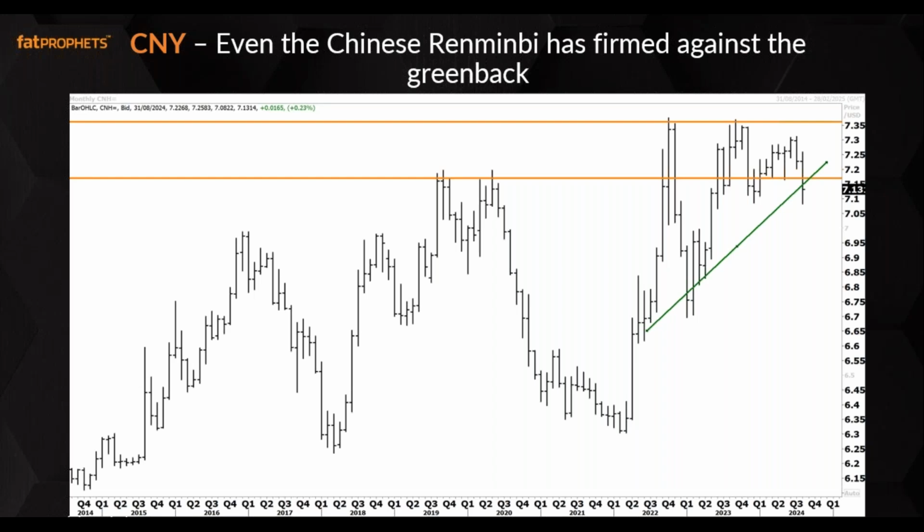And of course, if we look at all the headline news and the negative sentiment around the economy, what the economy is doing, you'd think that their currency would be going down against the greenback, not up. So this is telling, and I think this points to perhaps further systemic weakness coming for the US.